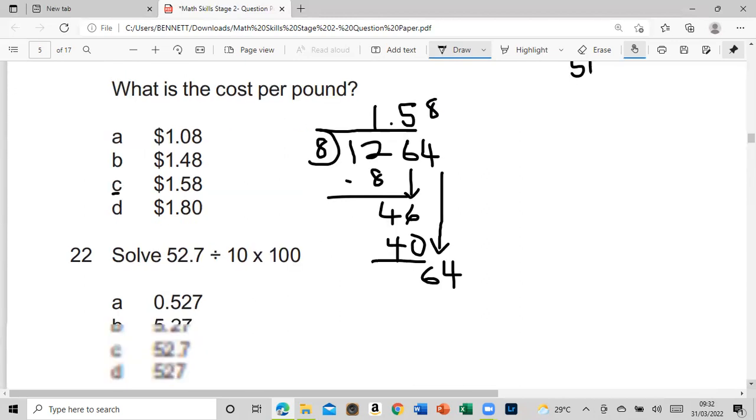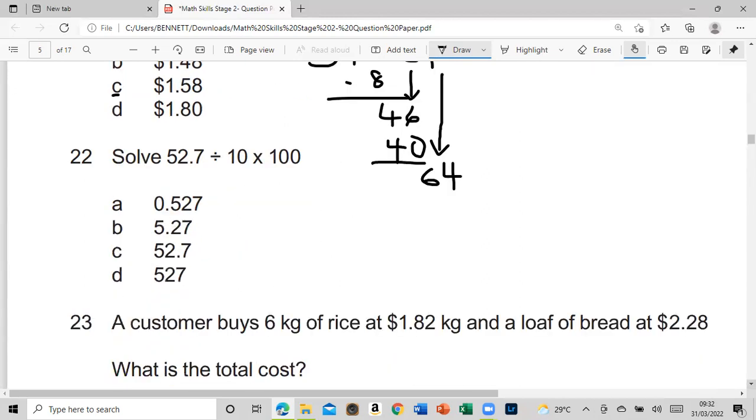Alright guys, this one is a bit tricky. It's to solve 52.7 divided by 10 times 100. So remember, order of operations states that we must do division first, from left to right. So we divide to get 5.27. And then times 100. So we're going to move 2 places to the right, which gives 527.